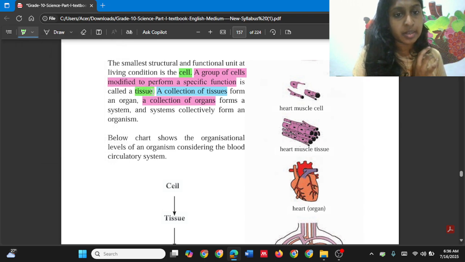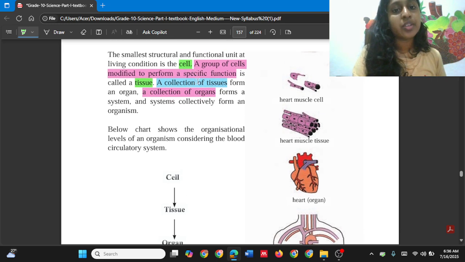I highlighted the cell, tissue and so on in different colors. Use a color like yellow to highlight these definitions separately. This order, cell to tissue, I highlighted in a separate color. Cell, tissue, organ, then system. And the systems collectively form an organism.